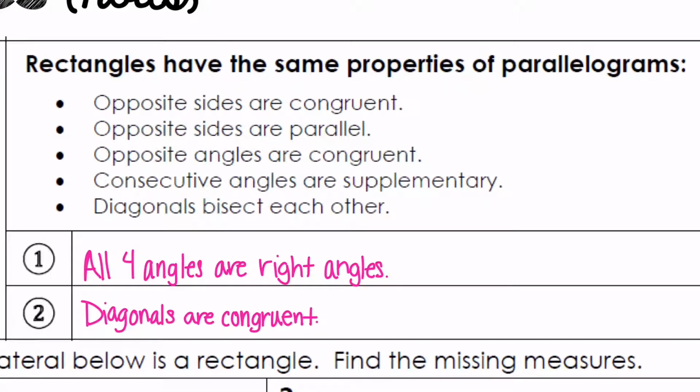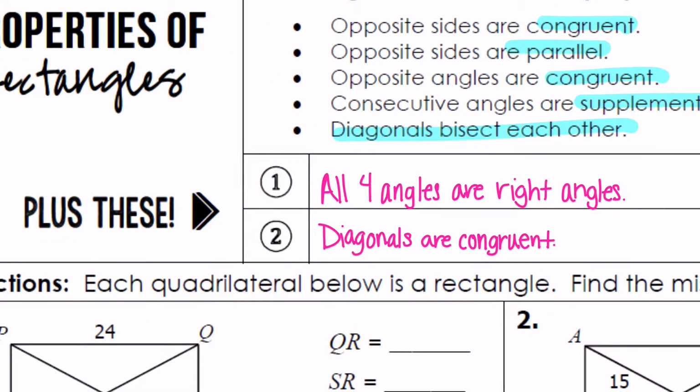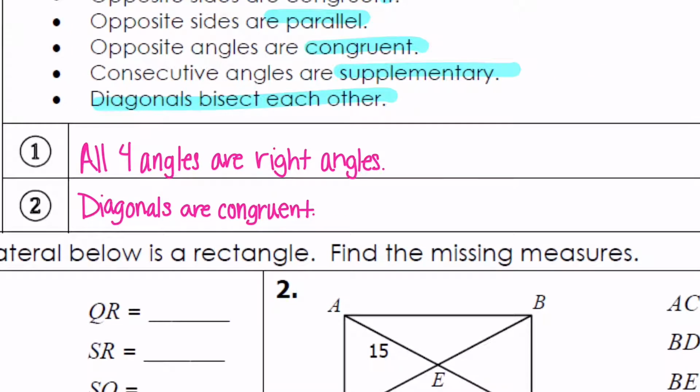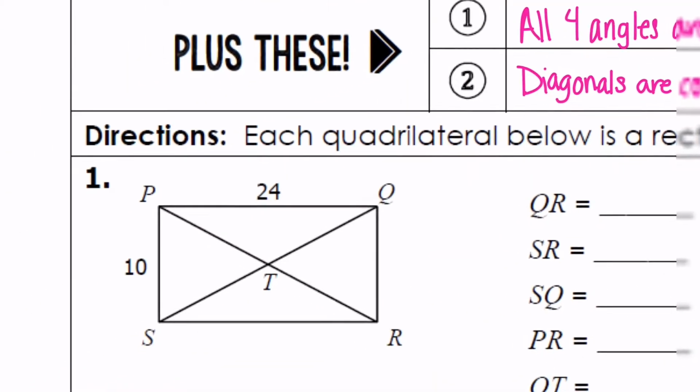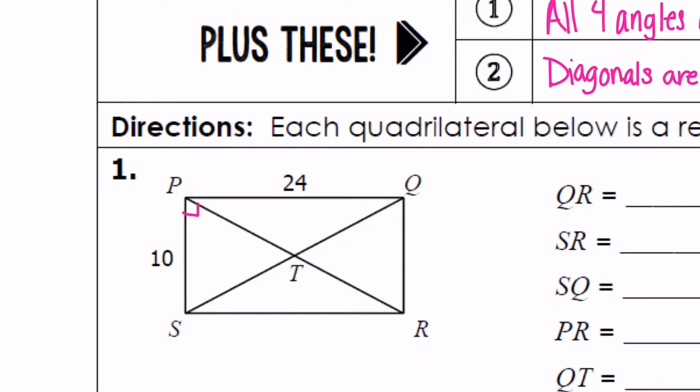So rectangles have the same initial 5 properties as parallelograms. So opposite sides are congruent, opposite sides are parallel, opposite angles are congruent, consecutive angles are supplementary, and then the diagonals bisect each other. And then it also adds 2 new properties that only apply to rectangles. And so that's that all 4 angles are right angles. So what that means is, like if I'm looking at this shape down here, that means that all 4 of these are right angles.